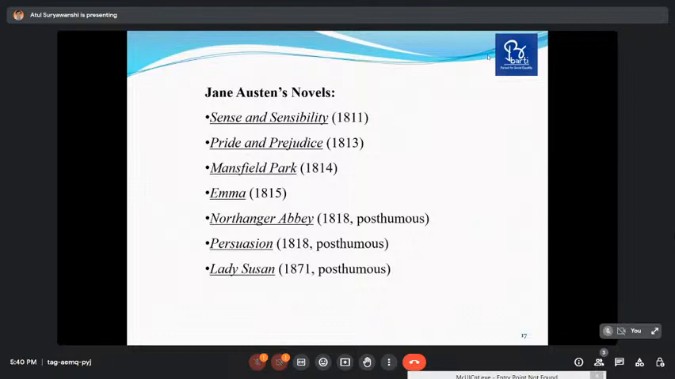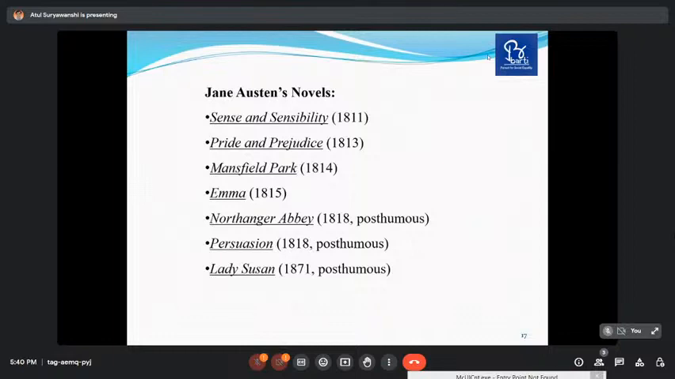The next is Mansfield Park, published in 1814. The next is Emma, 1815. Northanger Abbey, posthumously, means after death. Persuasion, also after death. And the last novel, Lady Susan. So these are the select novels written by Jane Austen.